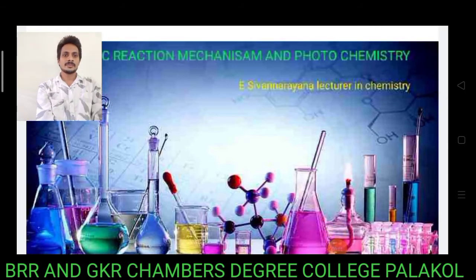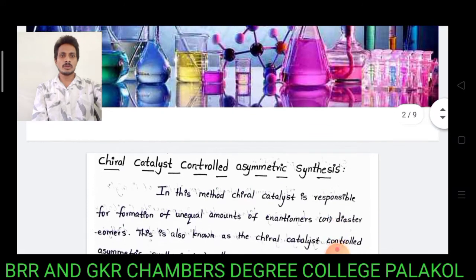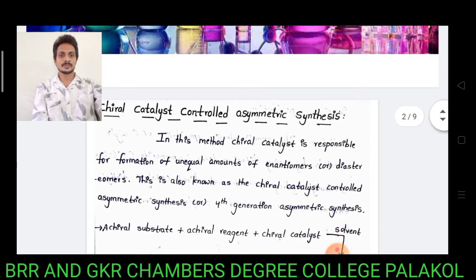Hi students, in this session I am going to explain catalyst control asymmetric synthesis. Okay, what is the definition of catalyst control asymmetric synthesis? In this method, a chiral catalyst is responsible for formation of unequal amounts of enantiomers or diastereomers as products.